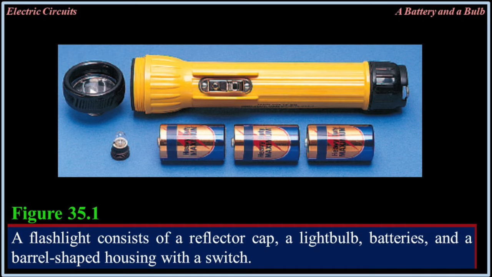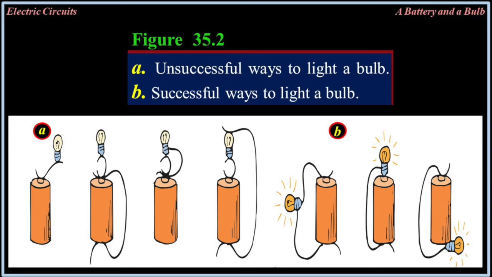Figure 35.1: a flashlight consists of a reflector cap, a light bulb, batteries, and a barrel-shaped housing with a switch. Figure 35.2: A, unsuccessful ways to light a bulb. B, successful ways to light a bulb.